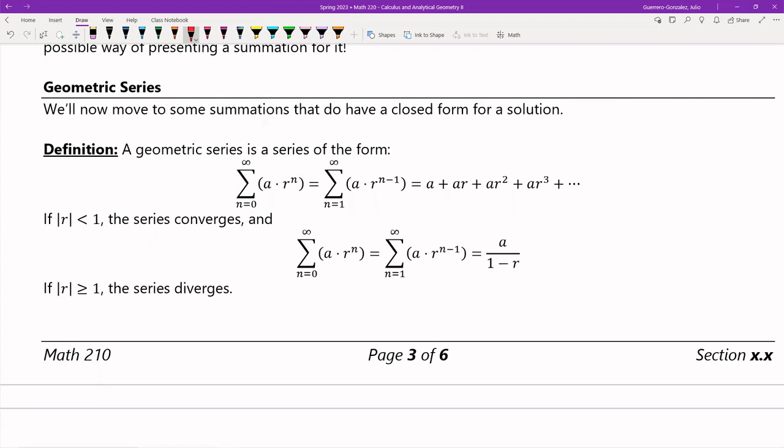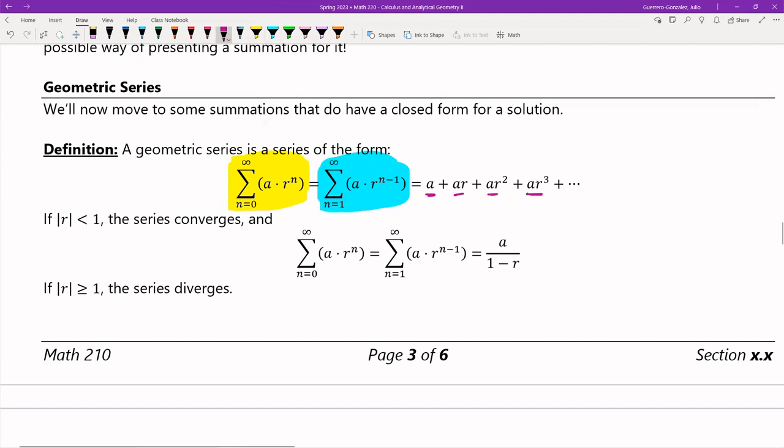So let me first define a geometric series, and this is going to look a little wonky for people, specifically if you're trying to find references for it in another textbook. This is how I learned it. Anything that looks like this is what's called the geometric series. Our textbook gives us this. Both of them produce the same thing: a plus a times r plus a times r squared, a times r cubed, and so on and so forth.